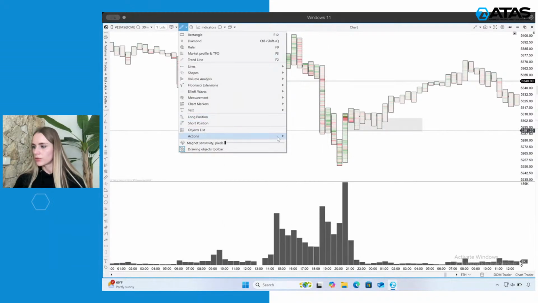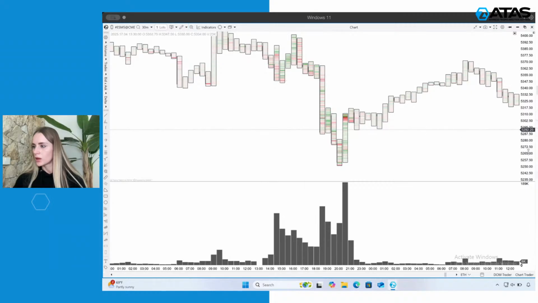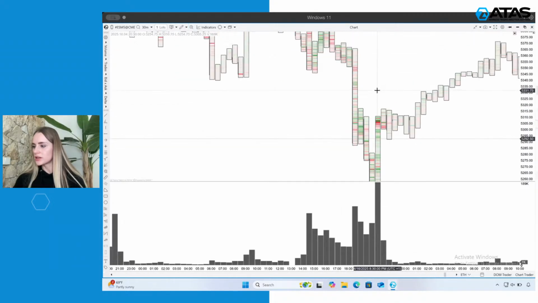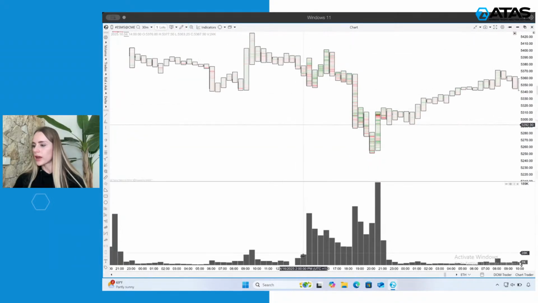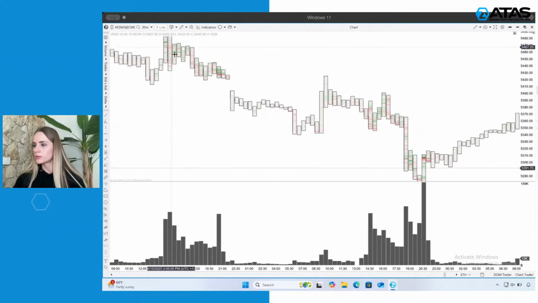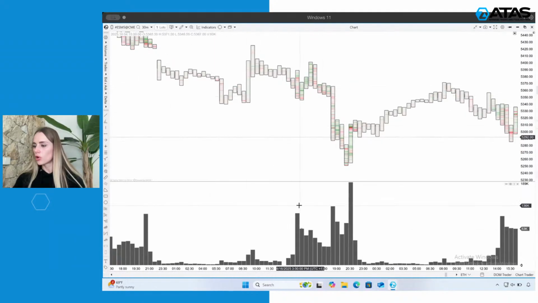Let me delete all of my markups. Let's have a look at this situation. What we see here is the downtrend has been unfolding for quite a while. In the end, the volume starts increasing. We see the New York opening. The volume increases. The price continues to fall.